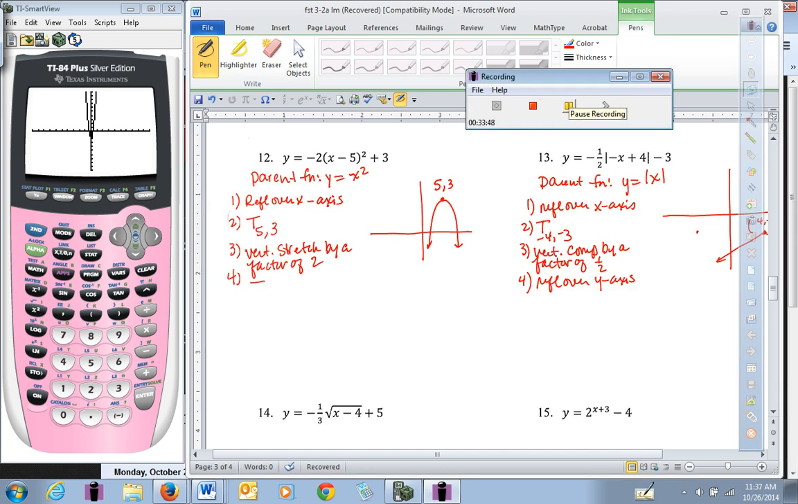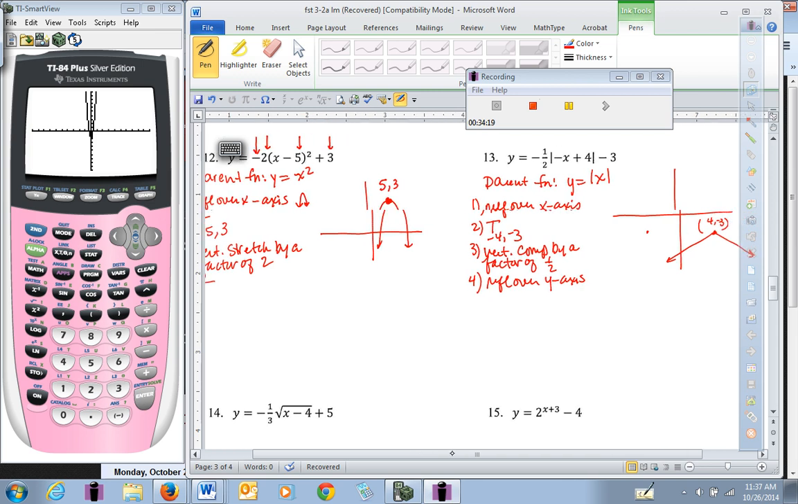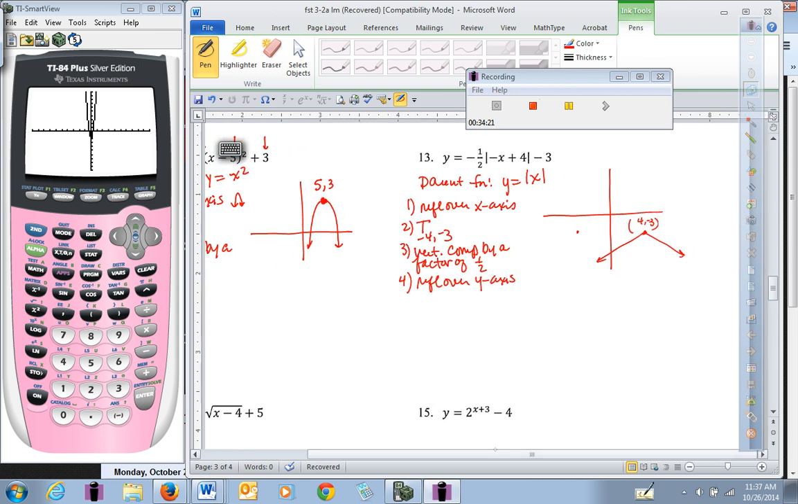Okay, let's take a look at number 12. On number 12, the parent function was y equals x squared. It had a reflection over the x-axis due to this negative sign right here. It had a translation of 5 to the right and up 3. It had a vertical stretch by a factor of 2. And so what's going to happen is we're going to have this ordered pair 5, 3, which probably is not going to scale very well. And we're going to have it a little bit skinnier since it has that vertical stretch. And this just means that it's going to open upside down. Okay, opening downward.